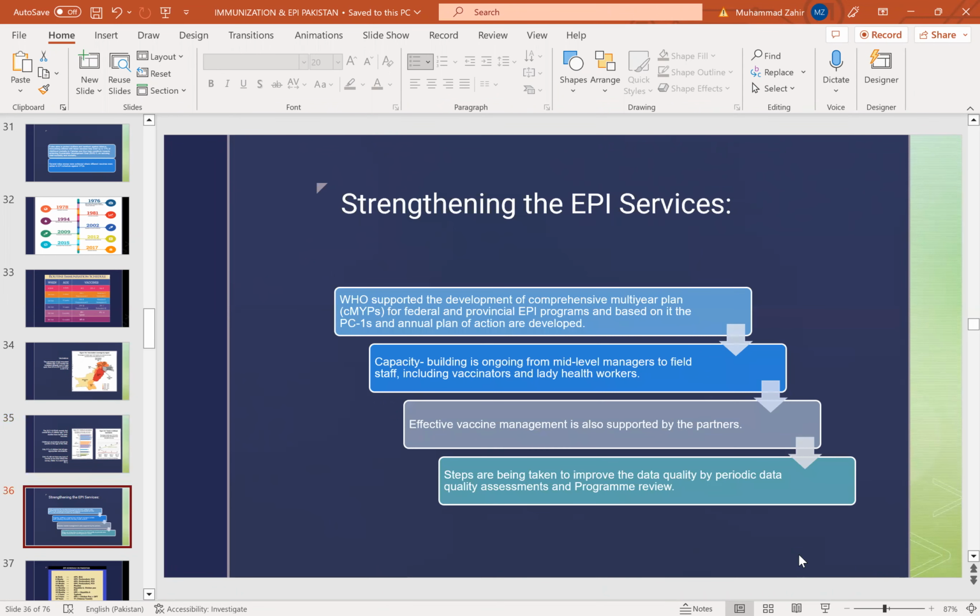Strengthening the EPI services, WHO supported the development of a comprehensive multi-year plan for federal and provincial EPI programs, and based on it, the PC1 and annual plan of actions are developed. Capacity building is ongoing from mid-level managers to field staff, including vaccinators and lady health workers. Effective vaccine management is also supported by the partners. Steps are being taken to improve the data quality by periodic data quality assessment and program review.